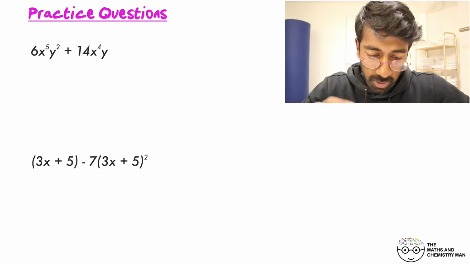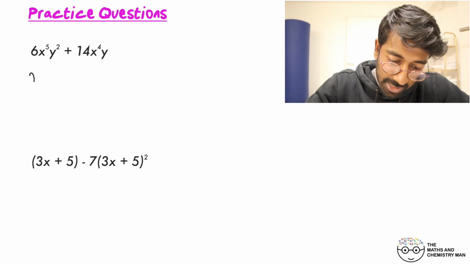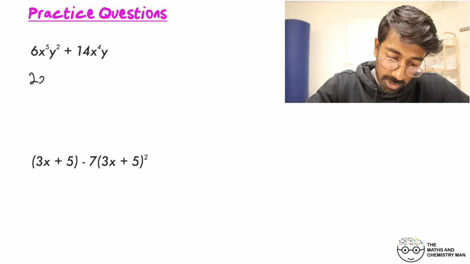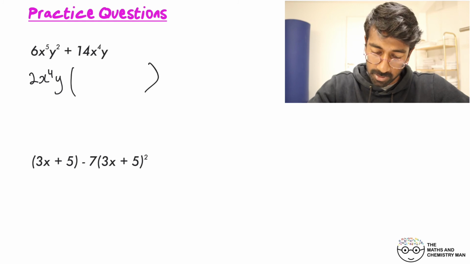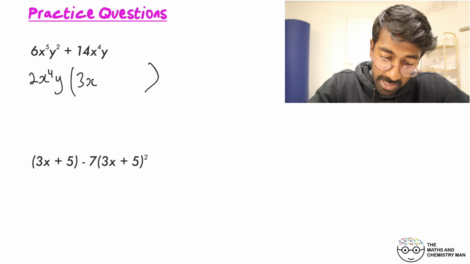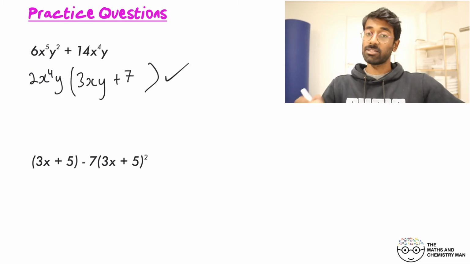Now, the first one then, you've got 6 and 14. So the common factor there is probably going to be 2, the greatest common factor. And then you've got x to the 5, x to the 4, so you can definitely take out x to the 4. And then y squared and y, so the most you can take out there is y. Now what's going to be left in our brackets here? Well, we'll have a 3, we'll have an x and a y, and then we'll have a 7, and that's it. There we go, done. So that's the first one.